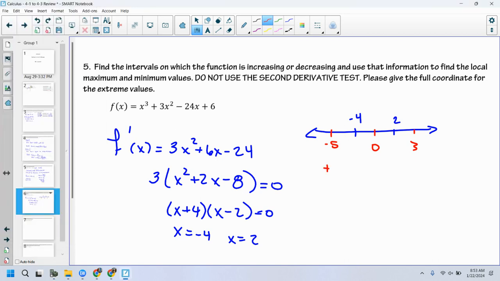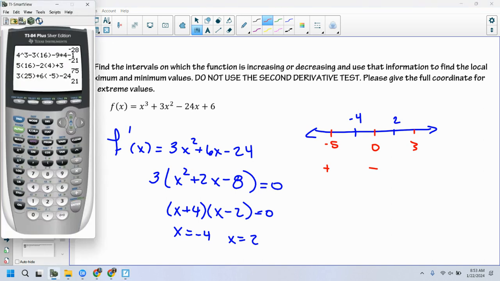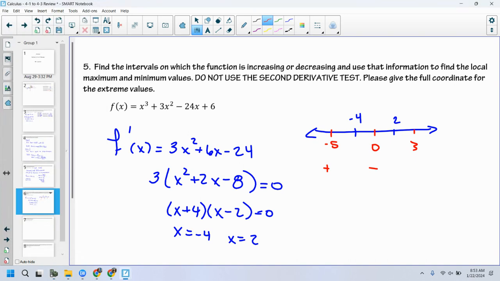If I plug in 0, this is going to give me a -24. So again, negative. I'm guessing that the next one's going to be positive, but we should run it just to be sure. So plug in 3. 3 times 3 squared is 9, plus 6 times 3 minus 24. And that comes out to be, hey, positive 21. Okay, now that means that I have increase, decrease, increase, right?